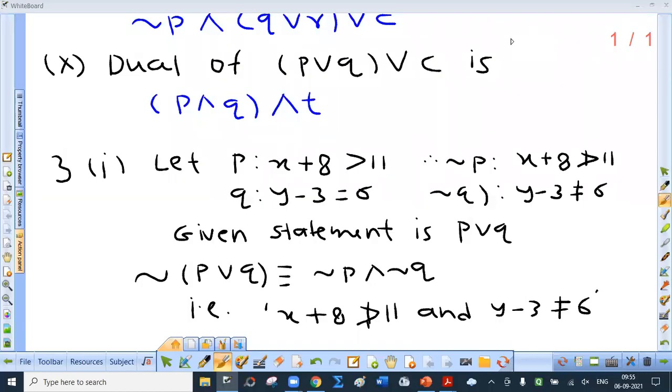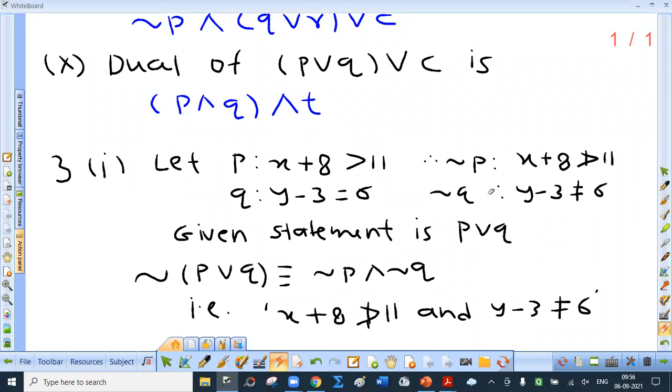Now, third question. This is very important. Write the negations of the following. First one, x plus 8 greater than 11 or y minus 3 equal to 6. So you have to define two statements. Let P be the statement x plus 8 greater than 11. So it will be not P, x plus 8 not greater than 11. You may also say x plus 8 less than or equal to 11. But why to say that? Negation of greater than is not greater than. Q, y minus 3 equal to 6, not Q, y minus 3 not equal to 6.